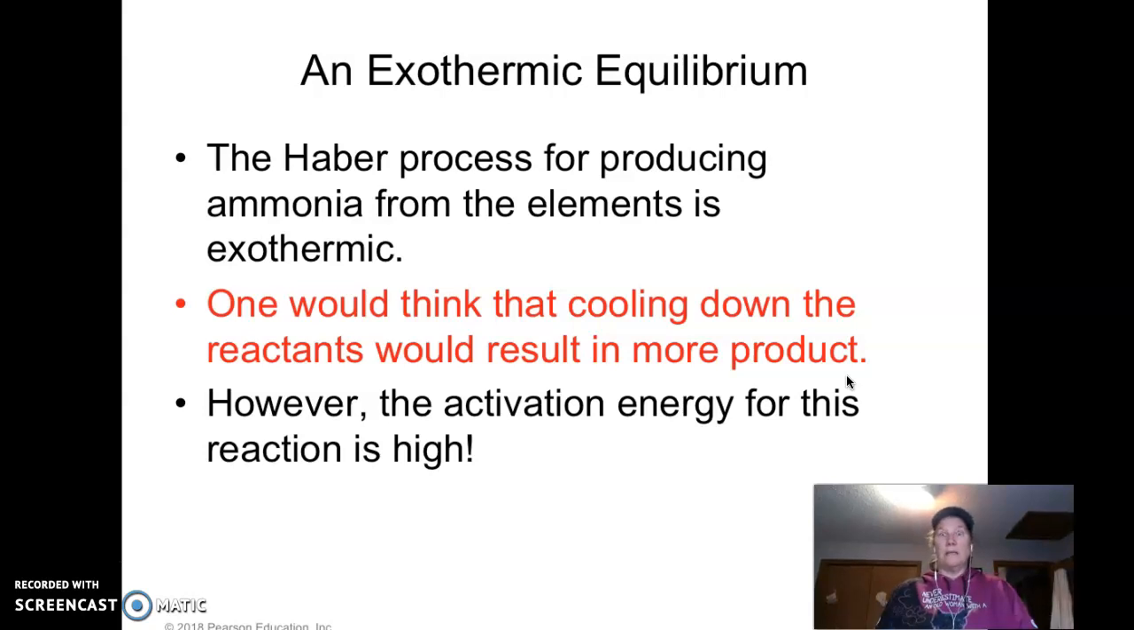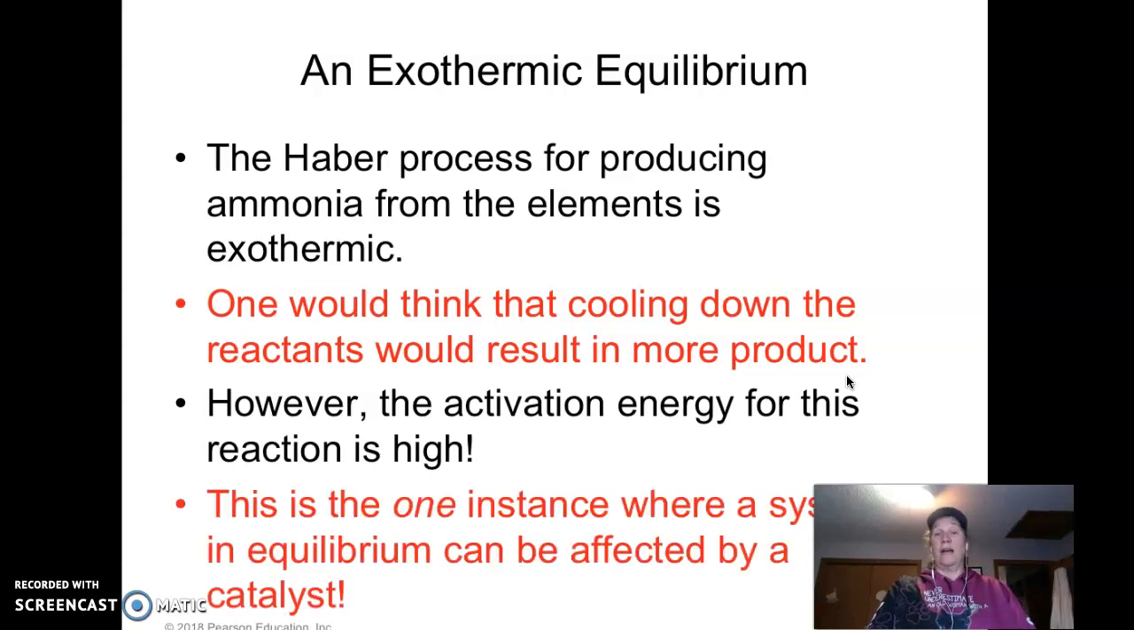You're making product, you're making money. But if you get it too cool, then you have a problem with your activation energy. Remember, there's an energy you have to overcome for a reaction to start. So you have to be careful when you're trying to manipulate your equilibrium. You can't mess with your activation energy or your reaction's just not going to happen.